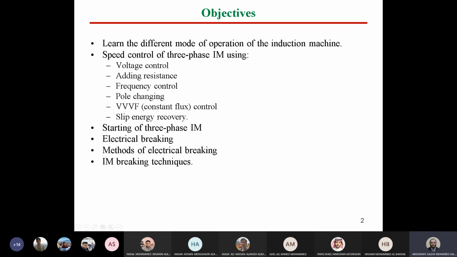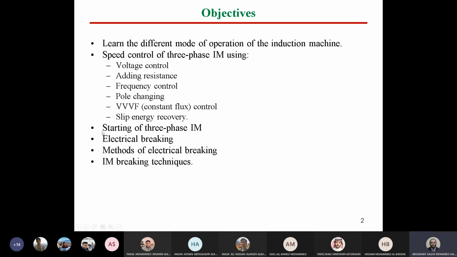This is considered part of the dynamics, by the way. Dynamics means studying the motor performance at any change in speed control, in starting, in braking, all of this called machine dynamics.